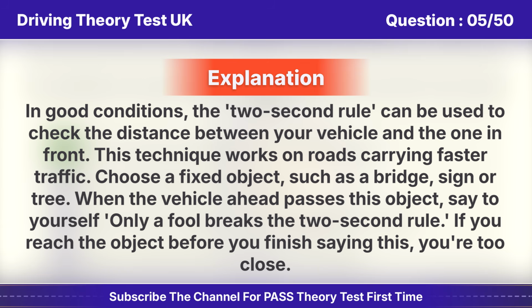In good conditions, the 2-second rule can be used to check the distance between your vehicle and the one in front. This technique works on roads carrying faster traffic. Choose a fixed object, such as a bridge, sign, or tree. When the vehicle ahead passes this object, say to yourself, only a fool breaks the 2-second rule. If you reach the object before you finish saying this, you're too close.